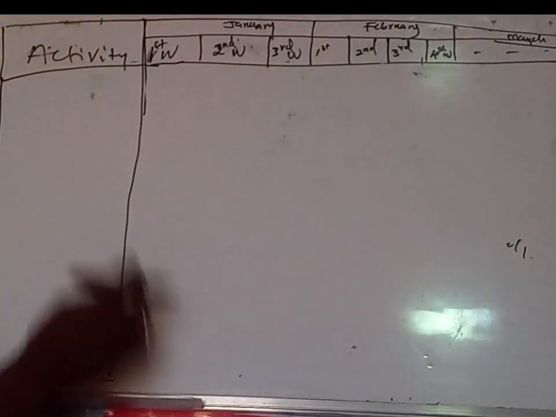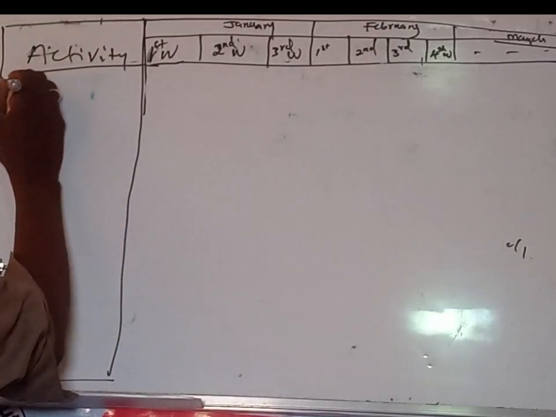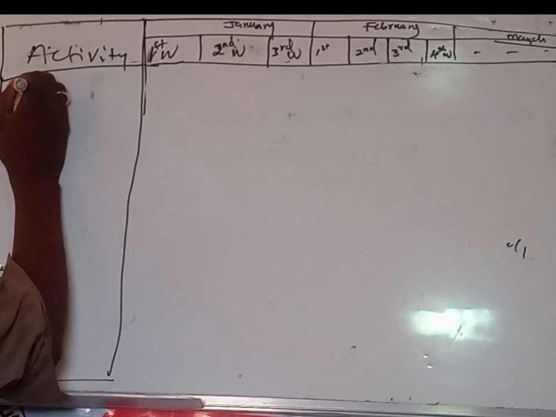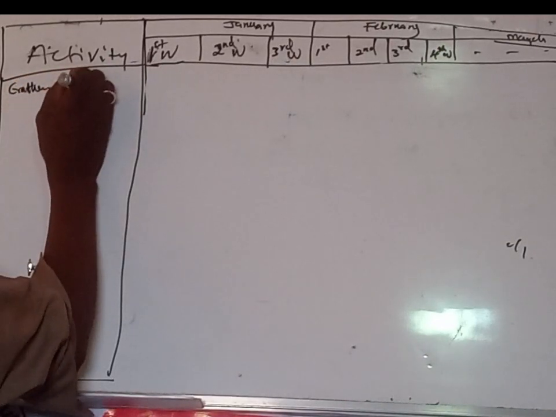So here, if you are here, what are the activities that you need to take into your project? We are taking a final project, for instance. You are going to have chapter 1, chapter 2, chapter 3, chapter 4, and 5. In chapter 1, you normally have a plan of writing, aim and objectives, sourcing for data, and what have you. So let's write gathering data sets here.